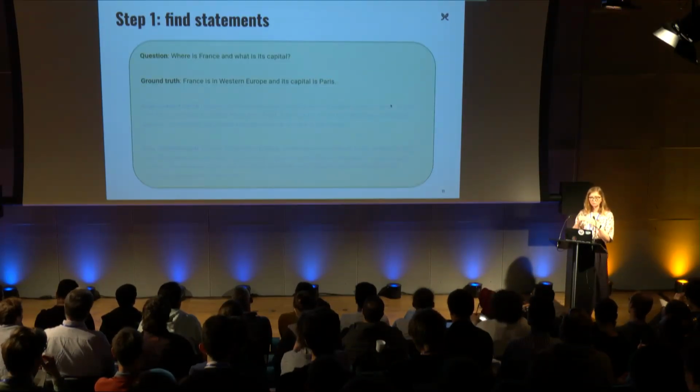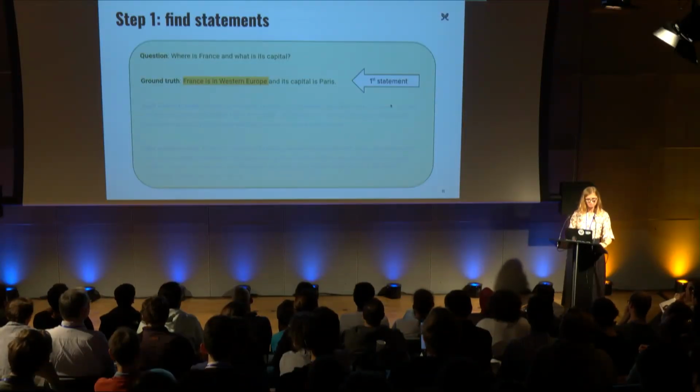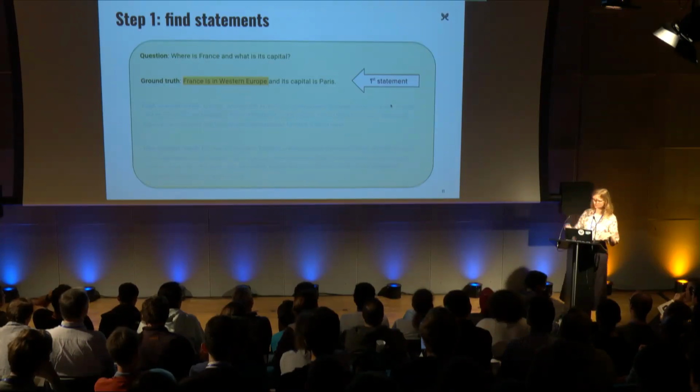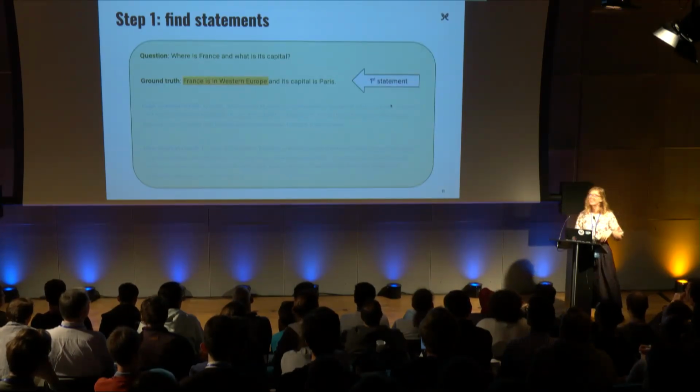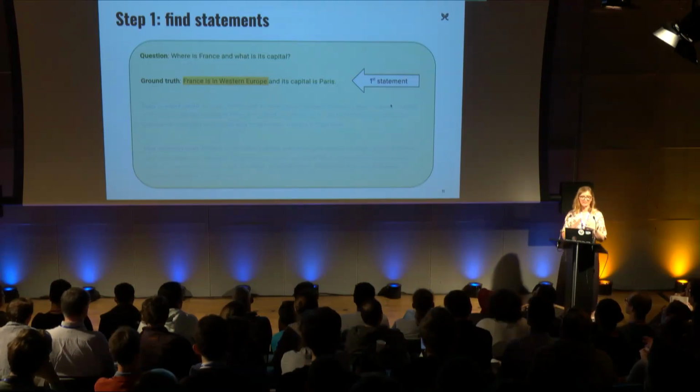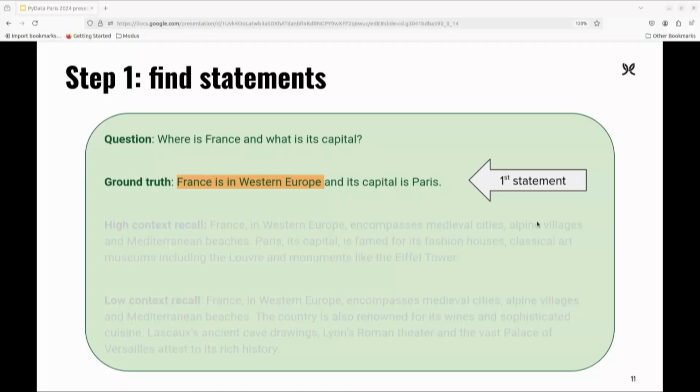So let's see how it works exactly with this statement. First, we have to find statements that we will be comparing to the recalled answers. This is the place where the LLM is involved. The LLM is used to split the ground truth into statements. First statement: France is in Western Europe, and second statement: France's capital is Paris.